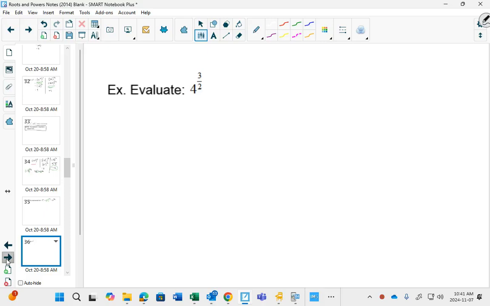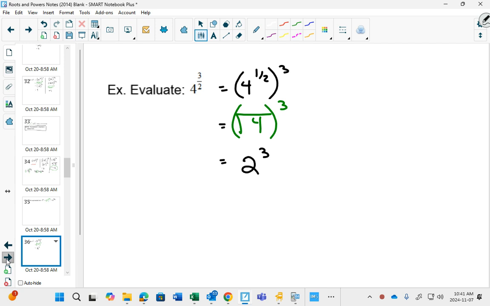Okay? Evaluate. Again, I would do the 1/2 first. I don't think you need to do the green step, but if you want to, that 1/2 is a square root. So we would get 2 cubed, which is 8. Didn't we do this one already? Yeah, we have the same one twice. Wonderful notes. Who made these?